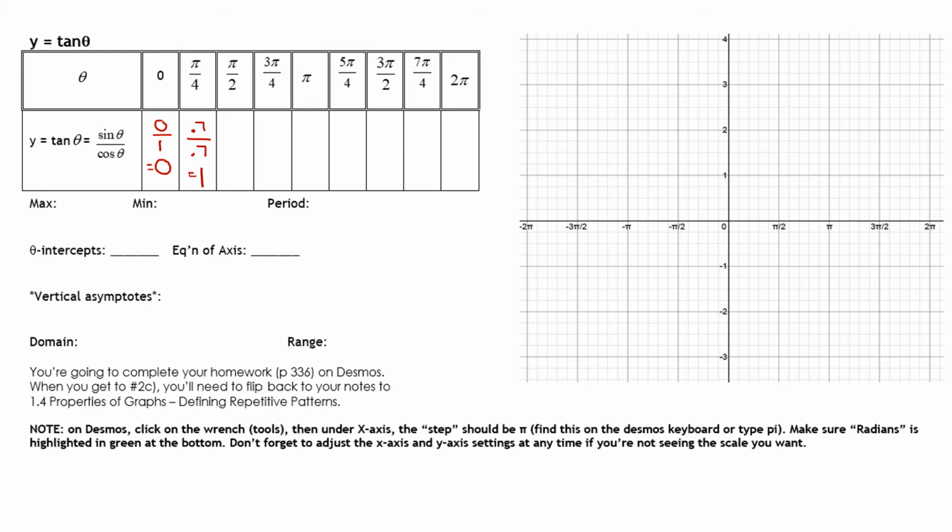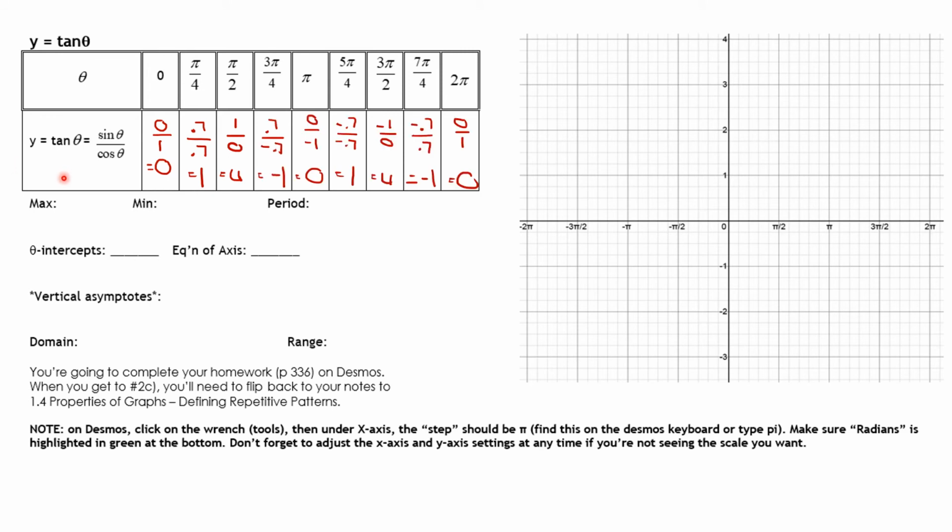Next one, pi over 2. So look at what you had for sine of pi over 2. Sine of pi over 2 was 1. Cos of pi over 2 was 0. So tan of pi over 2 is going to be, I'm going to put a U here for undefined. We're going to have an asymptote there. I want you to fill in the rest of the chart, press pause, and then when you're done, see if it matches what I've got.